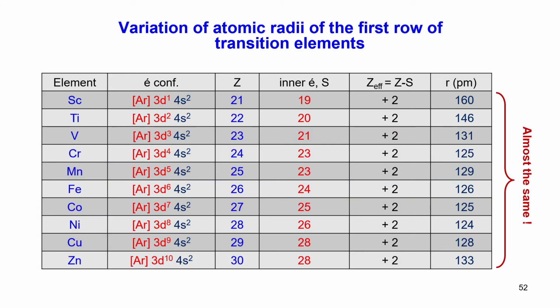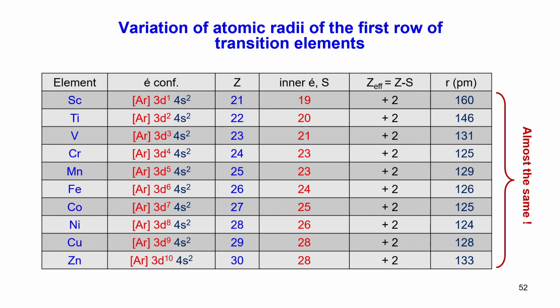If we look at the calculation here, for Sc, Z is 21, initial is 19. 21 minus 19, positive 2. 22 minus 20, positive 2. So you can see here, the effective nuclear charge remains 2. It does not change. So if it does not change, that is why the radius is almost the same. Almost no change, because the effective nuclear charge is the same.